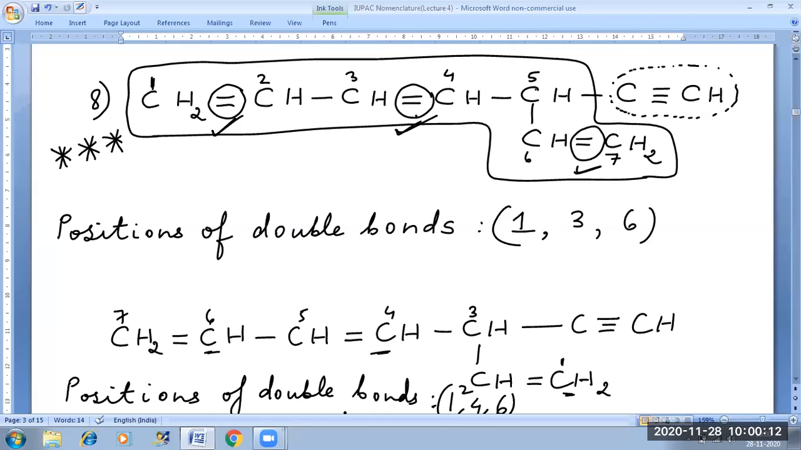So, what are the rules? I repeat, in sequence you have to follow. First thing is that select the longest chain containing the maximum number of multiple bonds. That is the first. Second, if the chains are of equal length, then select that chain which has more number of double bonds. That's it, these are the only two things.